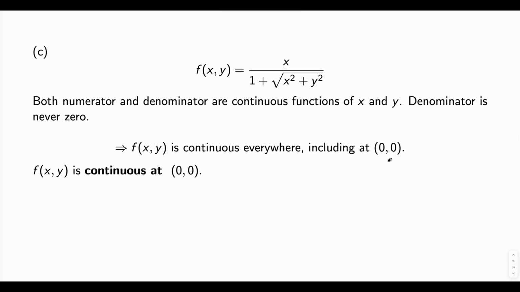Similarly, you can solve this function as well. Both numerator and denominator are continuous, and the denominator is never 0 at the point (0, 0). In that case, f is continuous everywhere, including even (0, 0). So f is continuous at (0, 0).